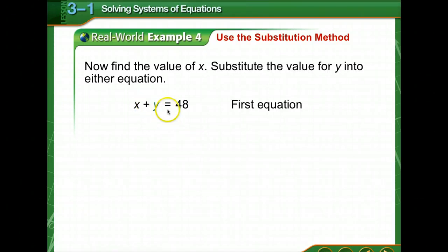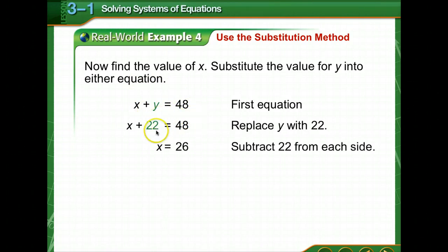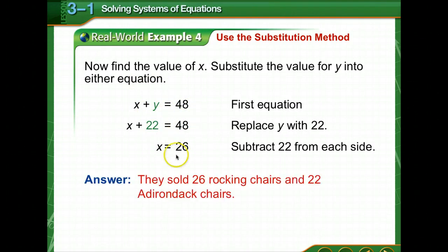Wouldn't you rather work with the smaller? You don't have to multiply by anything. So we're going to put a 22 in place for y, solve for x. So we sold 26 rocking chairs and 22 Adirondack chairs. Don't you like that word, Adirondack?